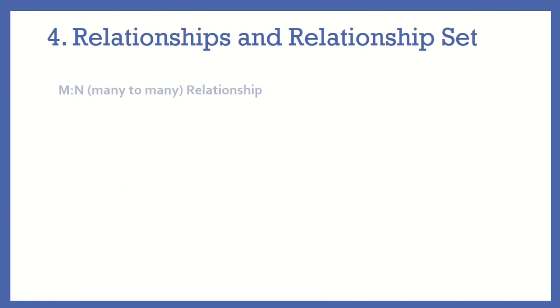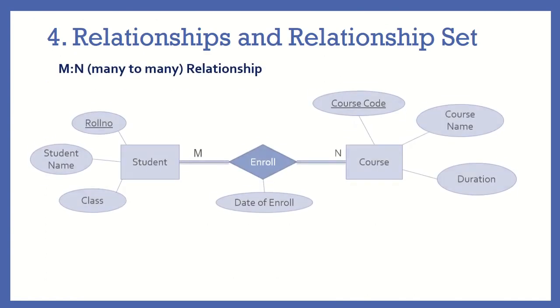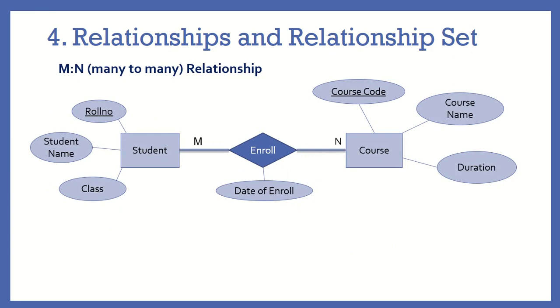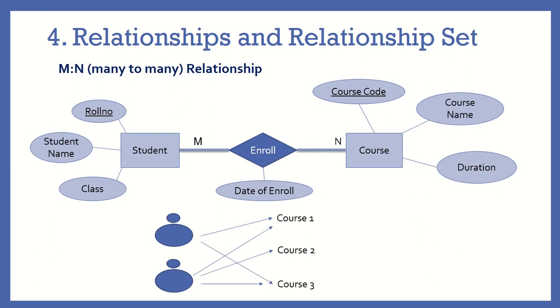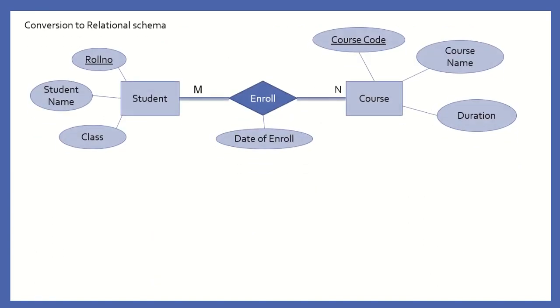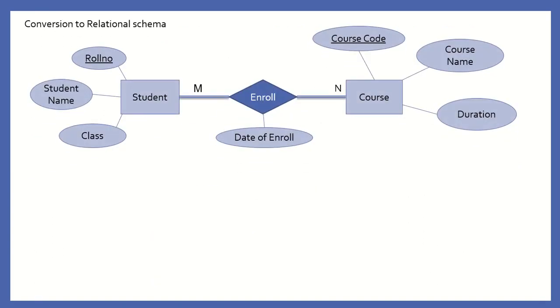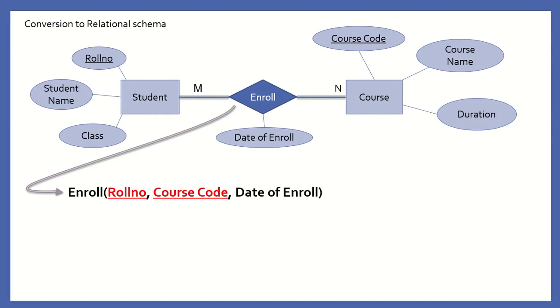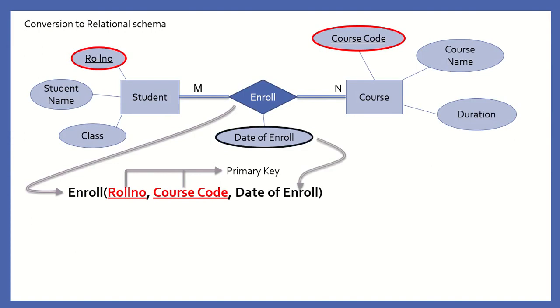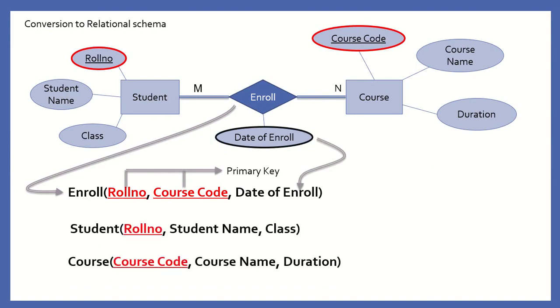Now third type is many-to-many relationship. Consider many-to-many relationship enroll exists again between the entity set student and course, which means multiple students can enroll in multiple courses. To convert this relationship set into relational schema, the relationship is mapped as a separate relation. Key attributes of participating entity sets are mapped as a primary key for that relation. Attributes of relationship set enroll become simple attributes for that relation, and a separate relation is created for all other participating entity sets, that is student and course.